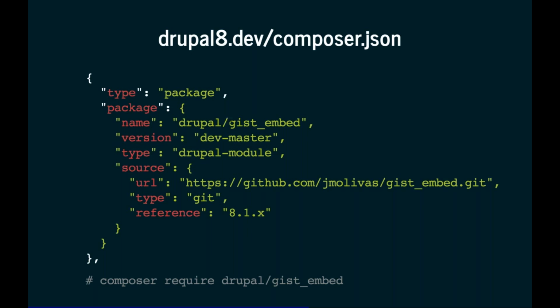In this case, it's Drupal guest embed. So this is the command that I will run. Use the same require command, using the name that I just provided via the definition that I just added into my composer.json file. So can Composer help me to get modules in Drupal.org? Yes. Can Composer help me getting modules outside of Drupal.org? Yes, it will.